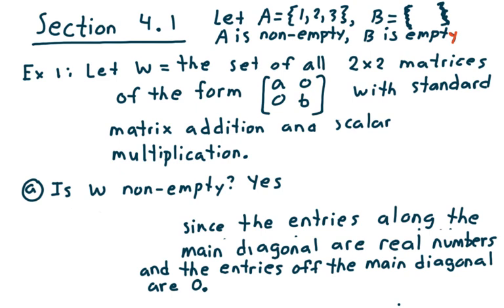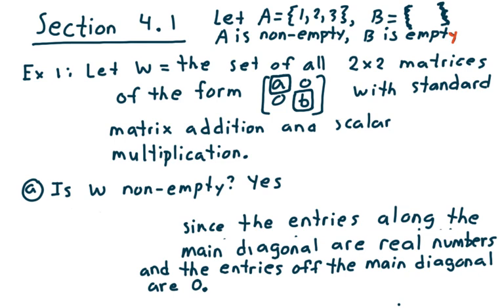In example 1, let W equal the set of all 2 by 2 matrices of the form [A, 0; 0, B] with standard matrix addition and scalar multiplication. Now, one thing I want you to notice about this particular 2 by 2 matrix: the entries along the main diagonal are real numbers. A and B are real numbers. The entries off the main diagonal are always 0.